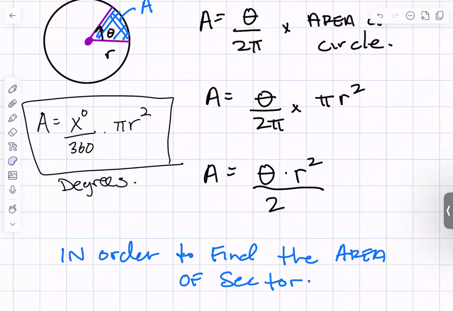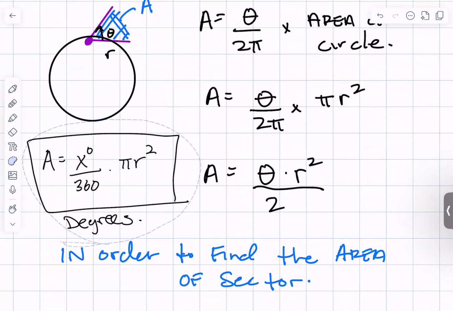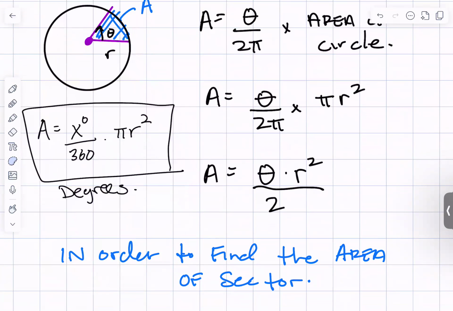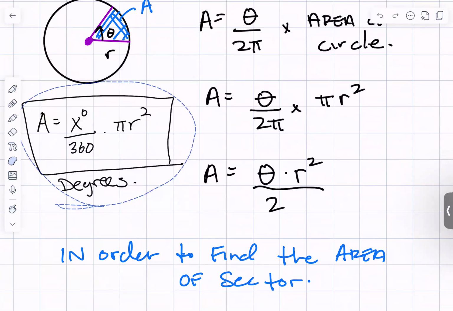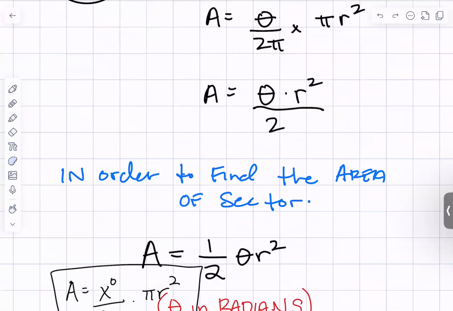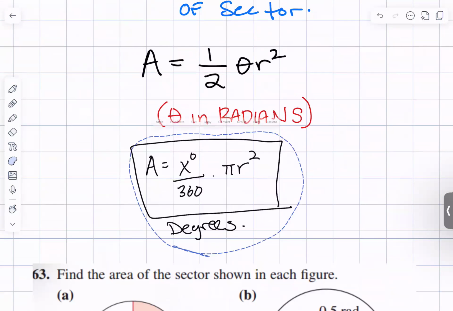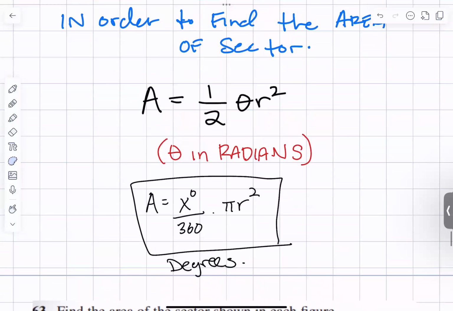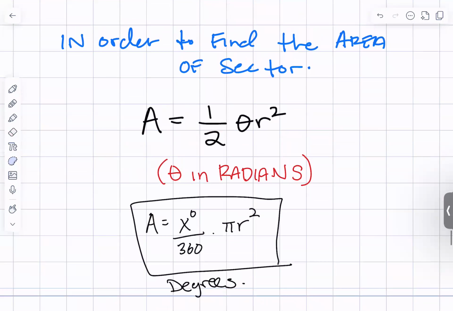Actually, you know what? I'm going to move this down here. Okay. So your area formula, in order to figure out the area of the sector, is going to be 1/2 theta r squared, where your theta is in radians. And if you want it in terms of degrees, it would be x degrees over 360 times pi r squared.